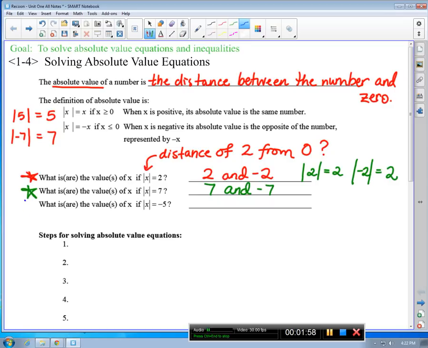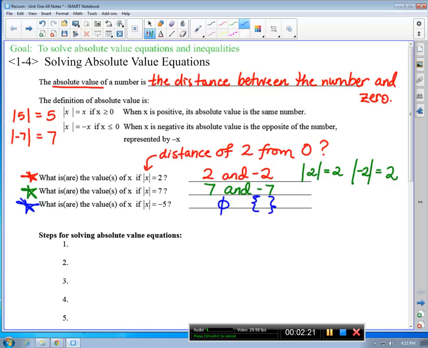And third, what is, or what are the values of x if the absolute value of x equals negative 5? So this is no answer, or the null set. There are no numbers whose distance from 0 on the number line is negative. So there are no solutions. Empty set to that last one.